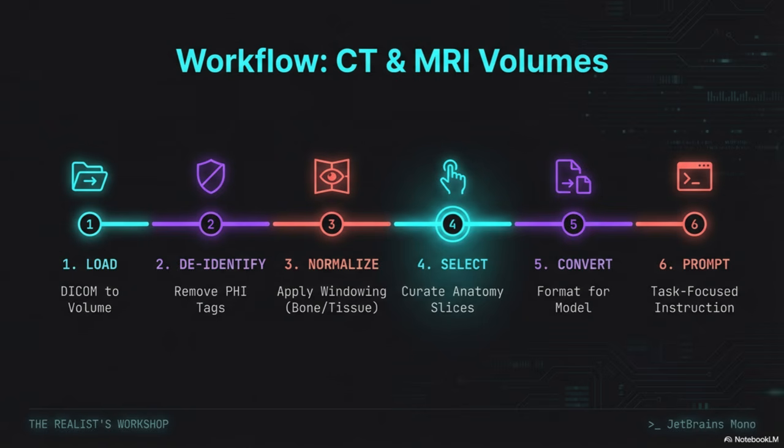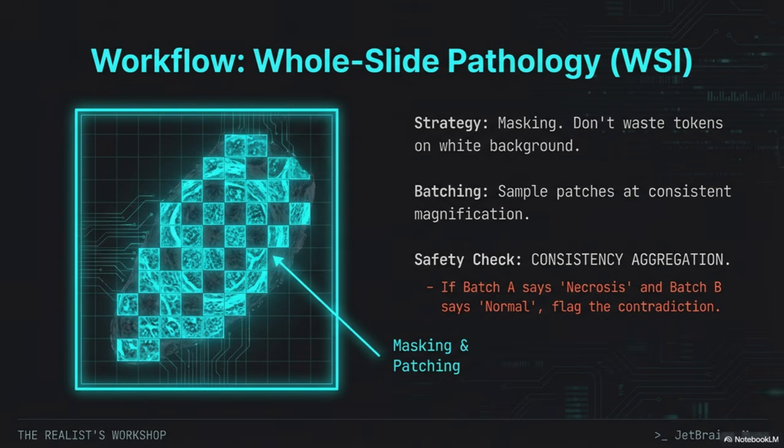Let's detail the pragmatic 6-step pipeline for handling a CT or MRI volume locally. This is where most of the work lives. Okay, step 1, load the DICOM series into a volume array. 2, de-identify and verify. 3, normalize intensities and apply the right windowing, soft tissue, bone, whatever. Step 4, select the key slices that cover the anatomy you care about. Step 5, convert those slices to the specific image format the model's processor expects. And finally, step 6, prompt the model with a task-focused instruction.